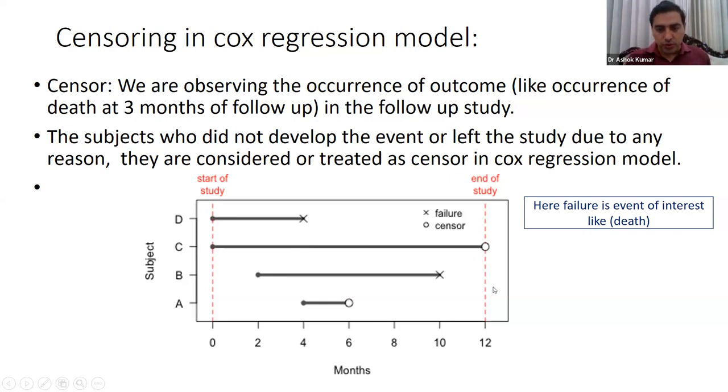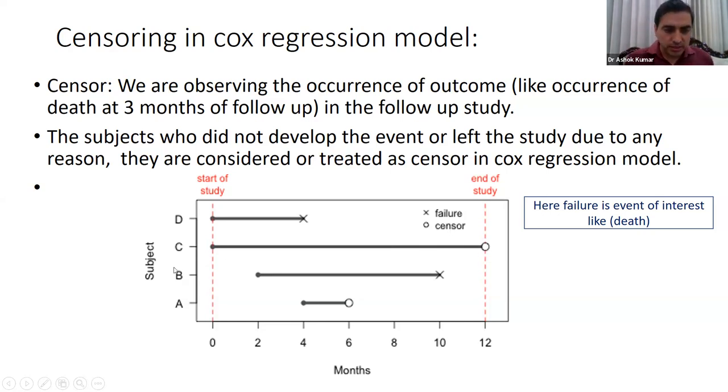C completed 1 year of follow-up, because this is a 1 year study. We want to see the development of mortality among cancer patients up to 1 year of follow-up. So this subject C was enrolled in the study, and then followed up, and at the 12th month, the last day of the follow-up, he or she did not develop any event, so it is called a censor.